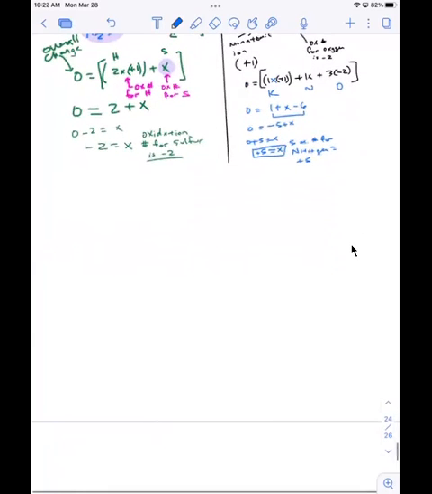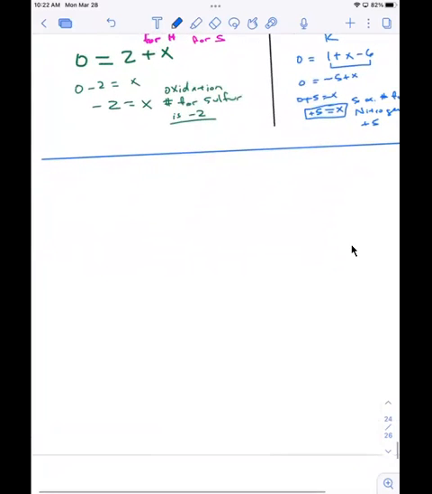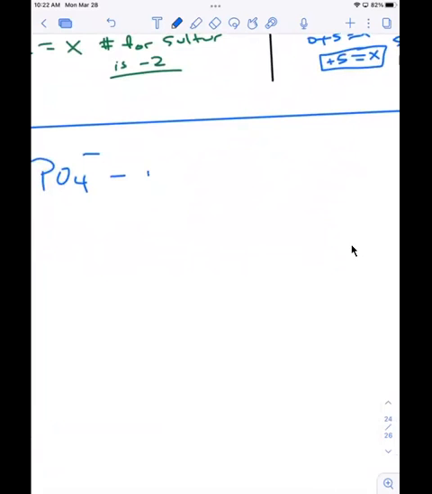So let's do one more example. Any questions? Everybody good so far? All right, let's do one more. So let's take H2PO4 minus, and we want to solve for P, phosphorus.